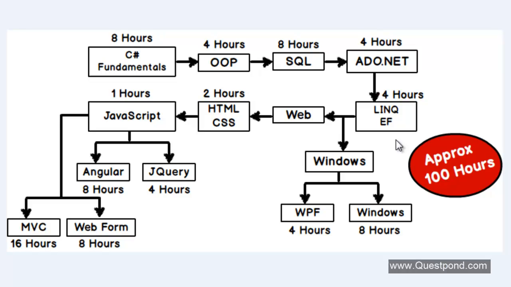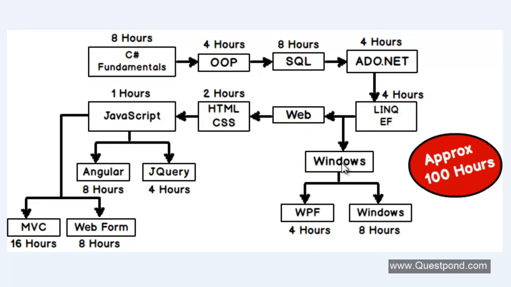Once you're done with this, comes the question, okay, so now what? Do you want to become a web developer, a Windows developer, or a mobile developer? It all depends. Let me talk about the web track, which is where most jobs actually are. In the web track, the first thing is you need to know HTML and JavaScript. After that, in Microsoft, you have 2 ways of doing web programming: one is the old web forms and the new one is MVC. So this is the web track.